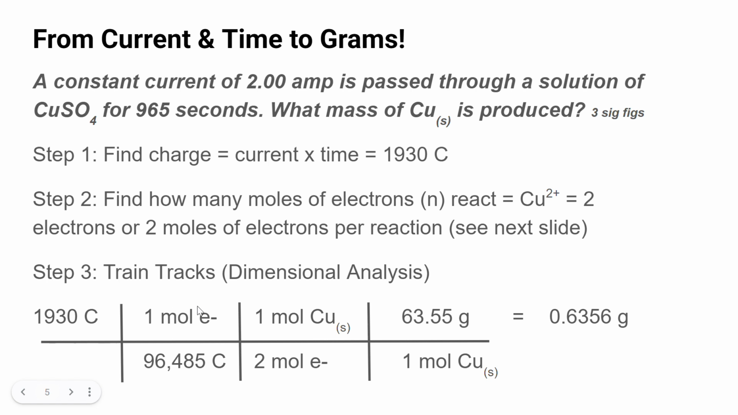Again, Faraday's constant. The next one, let me set this up. My mole ratio for electrons to moles of pure copper is 2 moles of electrons. Every 2 moles of electrons, I can make 1 mole of copper. And now I use my molar mass of copper to convert that to grams.